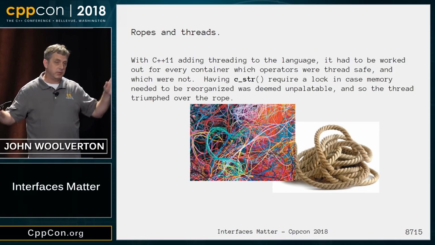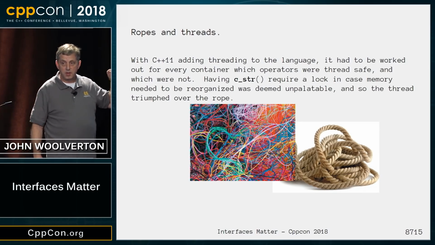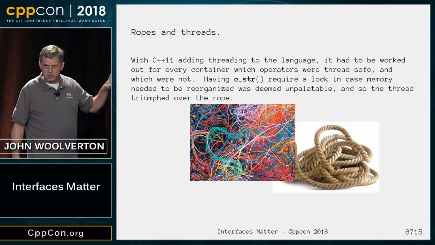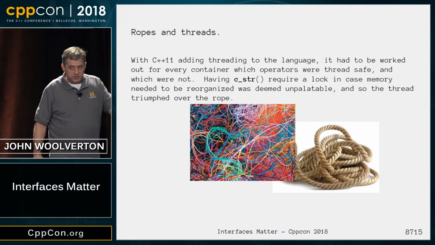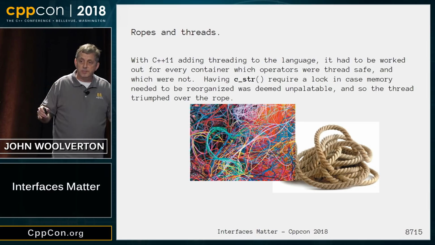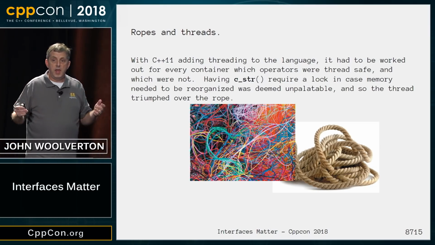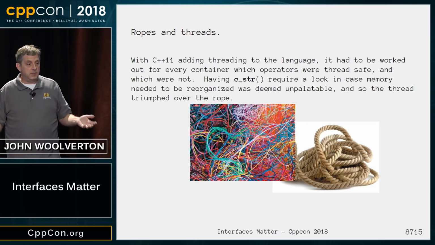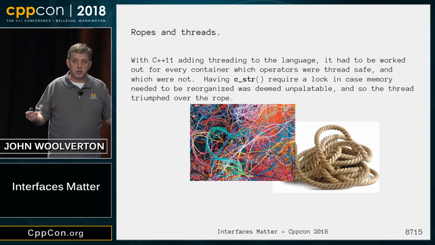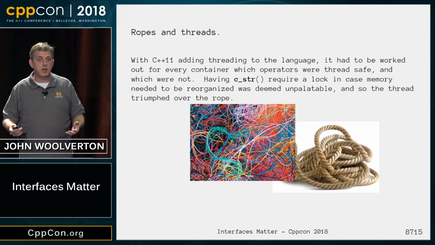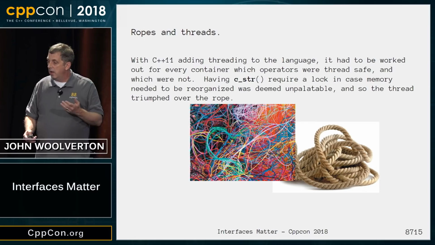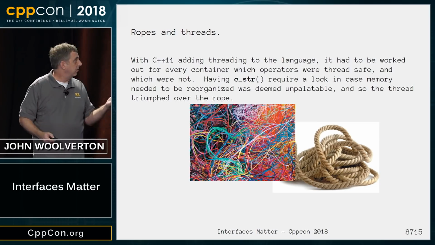And even though there was this one corner case of ropes that they were going to need if they were going to continue to exist, the consensus was, sorry, ropes loses, threads wins. c_str is going to be a trivial operation, and it's going to be safe to call, and it's not going to modify the underlying object whenever you call it. And so the threads beat the ropes.